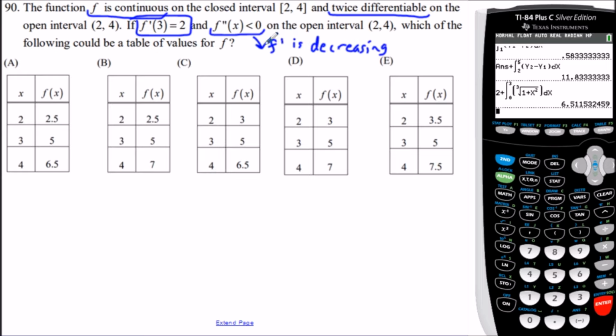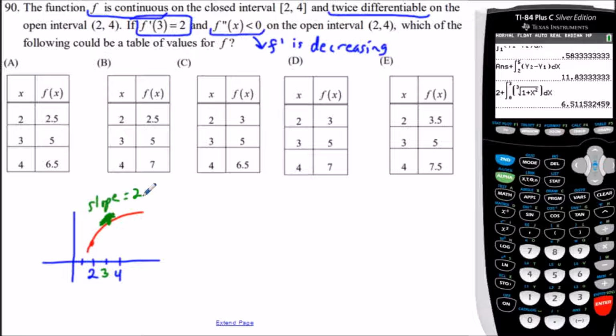And f prime of x, remember, is the slope of f of x. So the idea behind this question is we want to analyze the slope, and we want to know which of the following could be a table of values of f. Well, what we want to focus on here is if I were to draw a rough sketch of a graph. If this graph has a second derivative that's negative between 2 and 4, that means the graph from 2 to 4 is concave down, so it's going to take on this shape here. And what we're told is that at x equals 3, the slope of the function is 2.